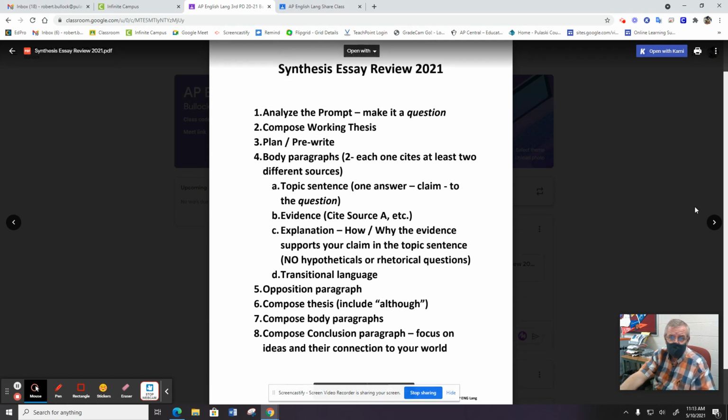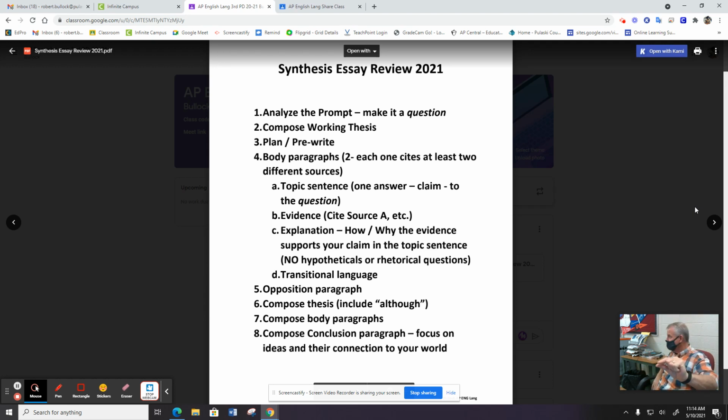All right, so let's look at the synthesis essay review. Got it open? Very similar. I just copied and pasted it from the argument and then added a couple of things. That's all I did because it's an argument essay. Changed a couple of things. Analyze the prompt, make it a question, compose a working thesis. Extraordinarily important, folks, on your synthesis essay.